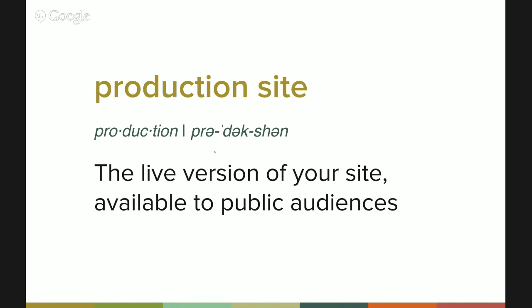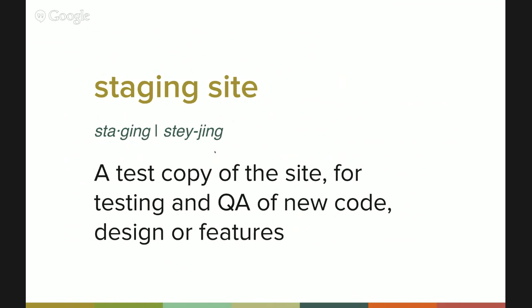Okay, so let's have a quick stop on the glossary. I mentioned the production site, and the production site is basically the live version of your site. This is the version of the site that's available to public audiences, and this is what people see when they load www.yoursite.com. The staging site is a test copy of the site, for testing and getting client sign off on the new code that you wrote, design, or new features that you've implemented. Staging sites are meant to be private, away from prying eyes, and some people even put a password on the staging site.